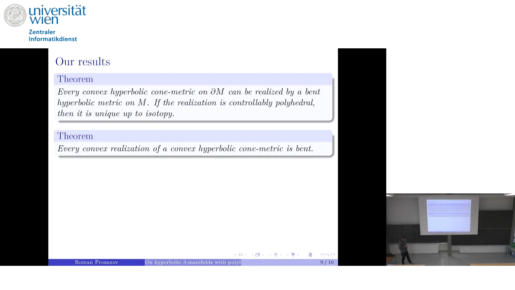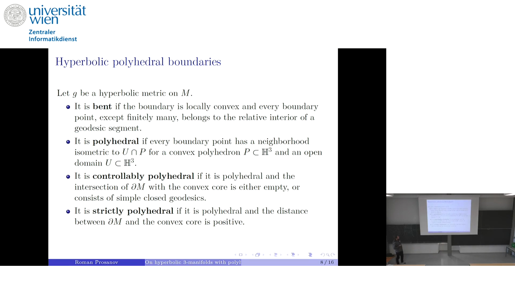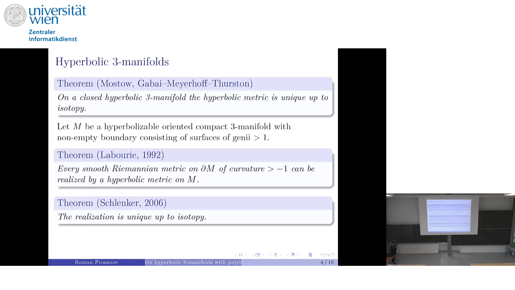Then I need to say something about controllably polyhedral boundaries. How does this class actually appear? The initial motivation behind my research was to prove rigidity in the strictly polyhedral case. I first expected only this. Why? Because if we return here to the motivational results, there is a condition that the curvature is strictly bigger than -1. And the strict condition is quite important here, because the techniques essentially break down when the inequality can be non-strict. The strict inequality here means that the boundary cannot touch the convex core.